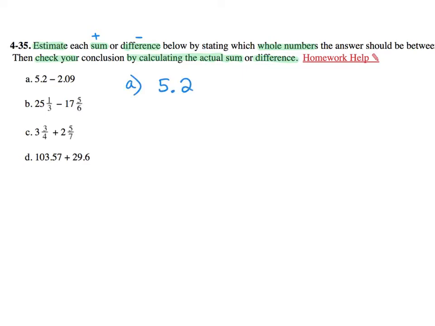So let me write it down first. I look at the whole numbers and it says like 5 minus 2. So I'm going to say, well, my answer will be between 2 and 3. I mean, you can say it's 3, but they're asking us between. Okay, so as a full sentence, instead of saying answer, I'm going to say the difference.